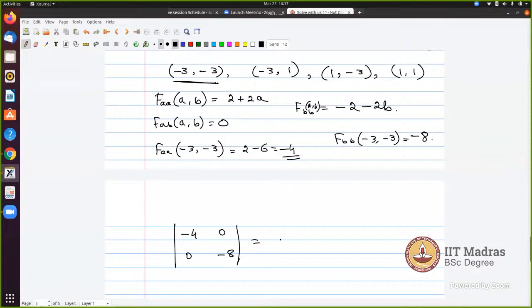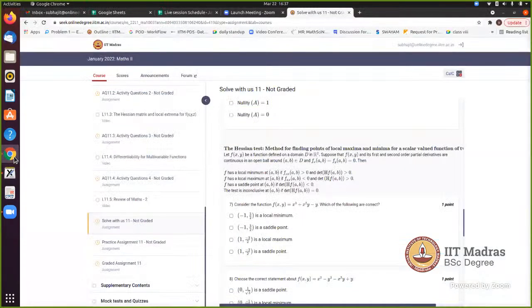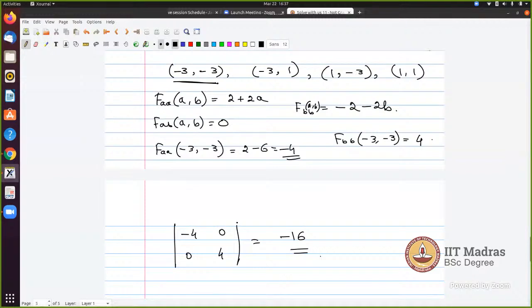So f of bb will be 8, not minus 8. 2 minus minus 6, so it is plus 8. Correct. So the determinant is minus 32, right? Yeah. Determinant is negative. So what is written here? It's a saddle point, right? Yes. It's a saddle point. So this is how we have to check.